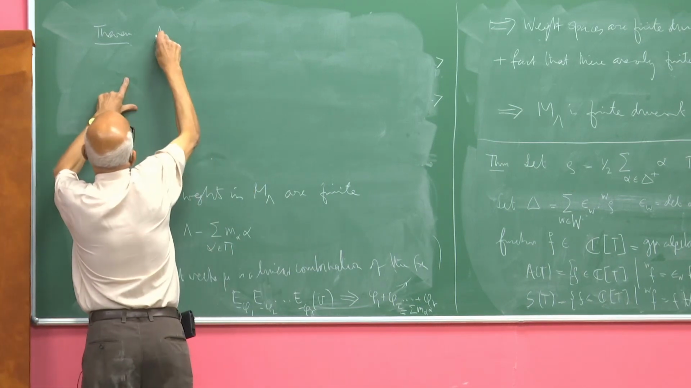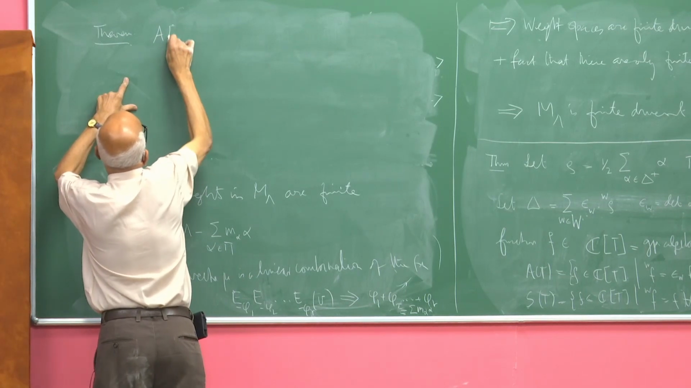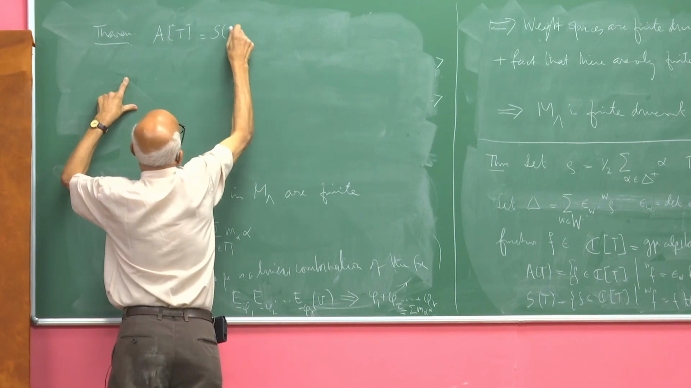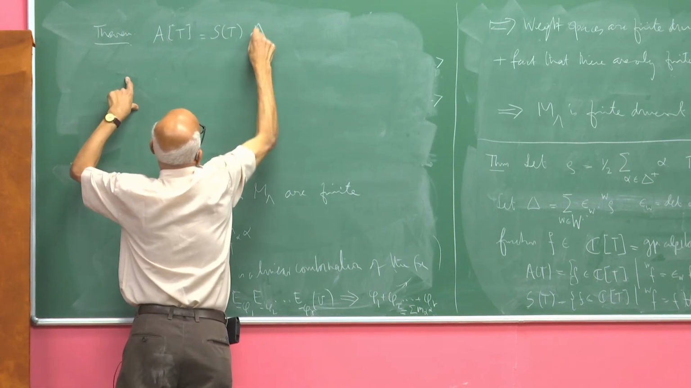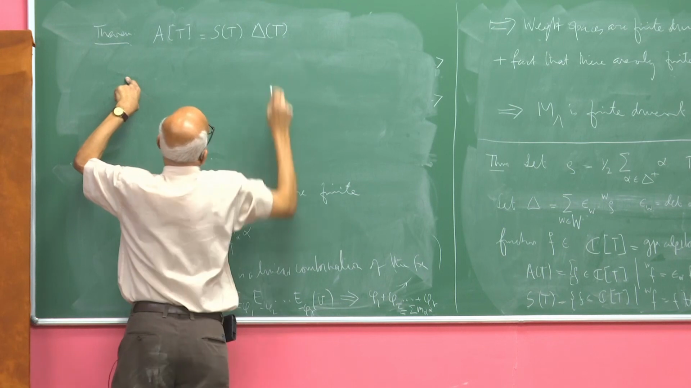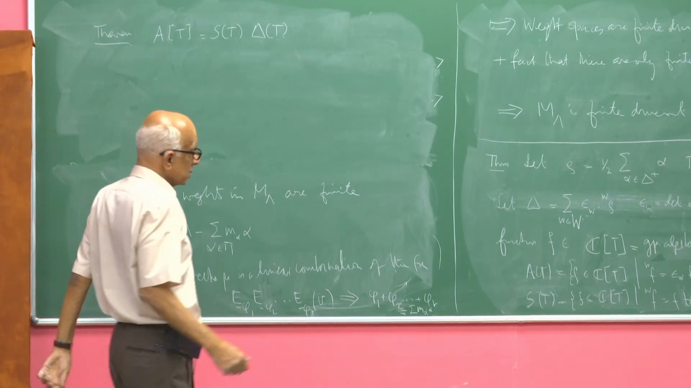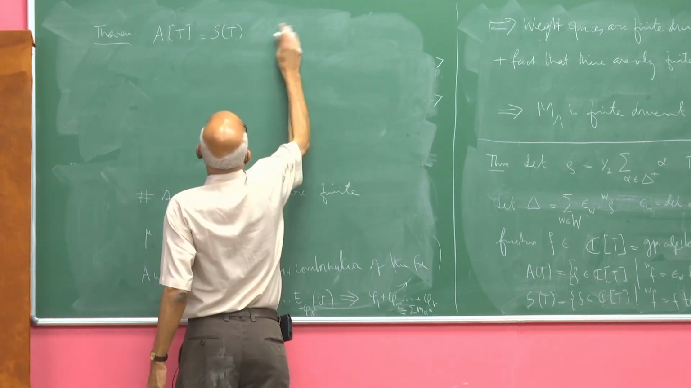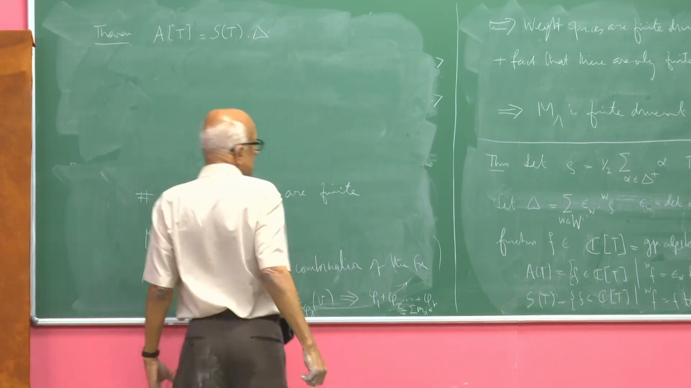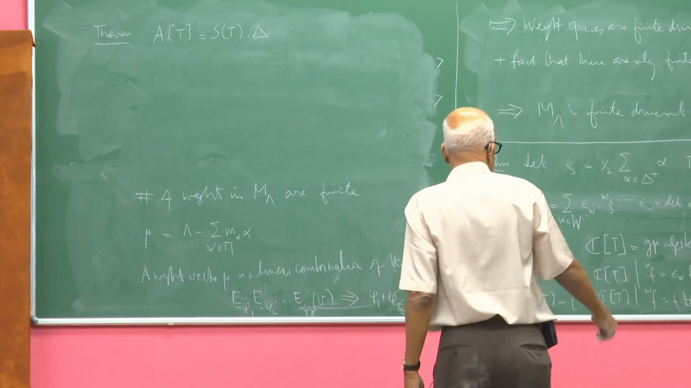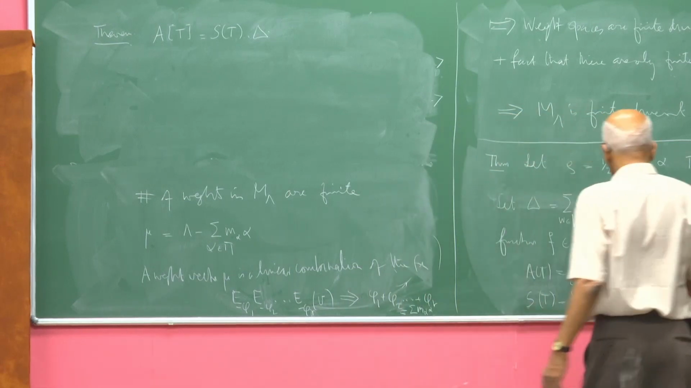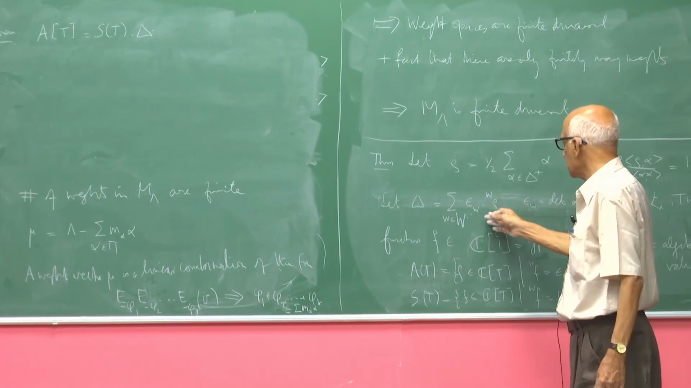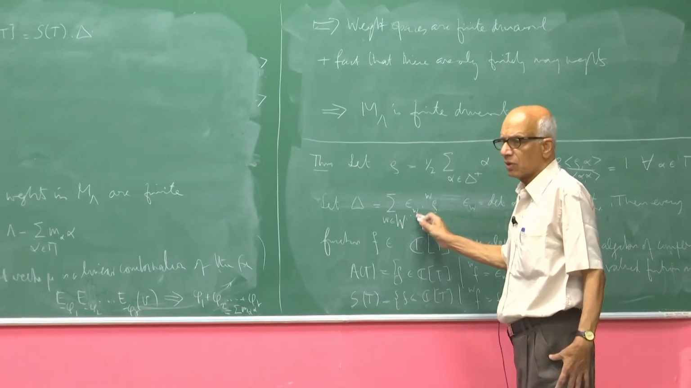Last time I wrote down the following theorem: A_T equals S_T times delta, where delta is this function here. Delta is treated as a function on T. Each of these things are characters on T, so the linear combination is a function on T.